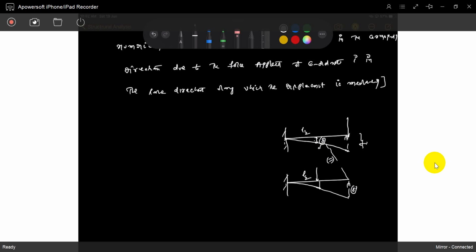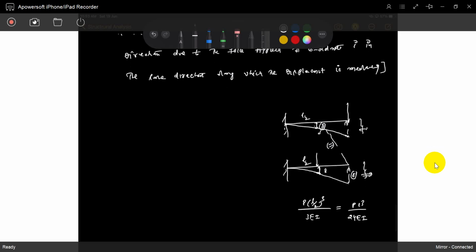By the end of the course, you will feel that with so many methods you can solve any problem. You already know how many methods there are to solve slope and deflection. These are the extra: the strain energy method and Maxwell-Betti law, or Maxwell reciprocal theorem. I feel that this is going to be easy for me. So what is the deformation here? PL cube by 24EI. Understood? This is PL cube by 24EI.